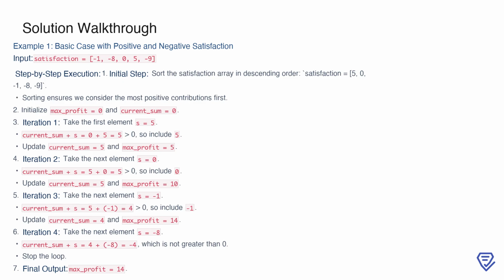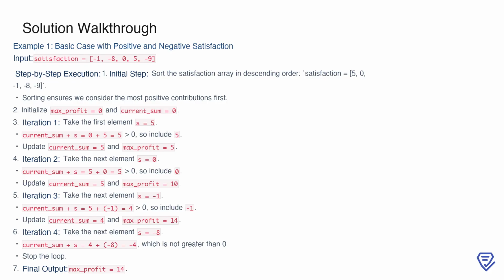To solve this problem, we start by sorting the satisfaction array in descending order. This allows us to prioritize the values that contribute the most to the profit first, which is crucial for maximizing the result. After sorting, the array becomes 5, 0, -1, -8, -9. We then initialize two variables, max_profit and current_sum, both set to 0. The max_profit variable will track the highest profit we can achieve, while current_sum helps us calculate whether adding the next element is beneficial.